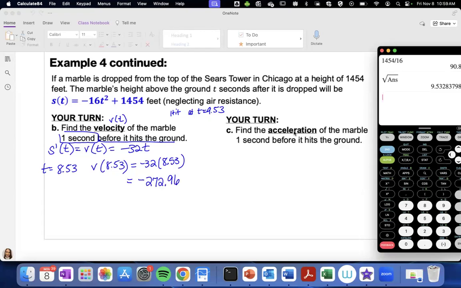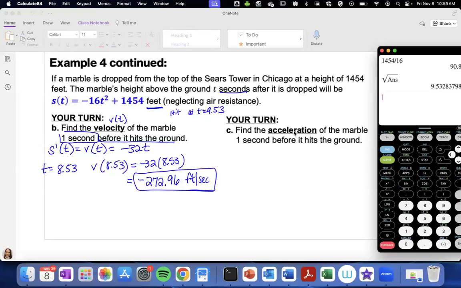Yeah. And what are my units for velocity? Units of y over units of x. So feet per second. It's like a distance over a time. So that's my velocity before it hits the ground.